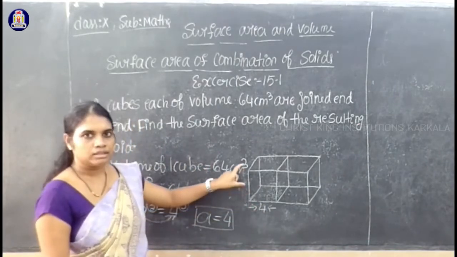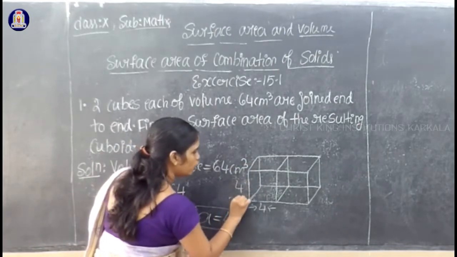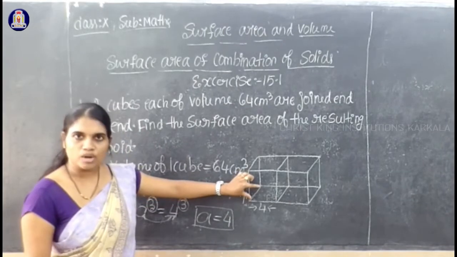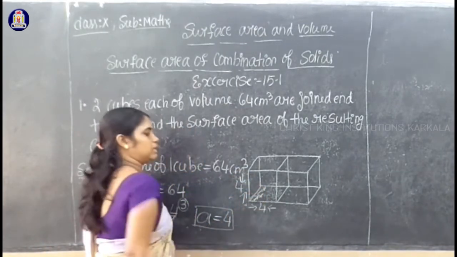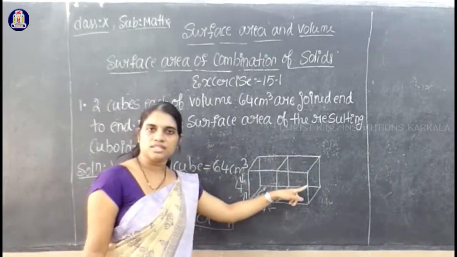So again, this is your height. Height is also 4 centimeter. Again, this is the breadth of the cube. Breadth is also about 4 centimeter. Okay, so this is for the first cube. What about for the second cube?